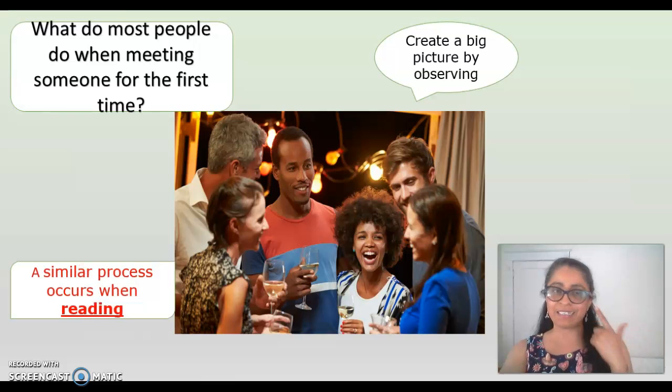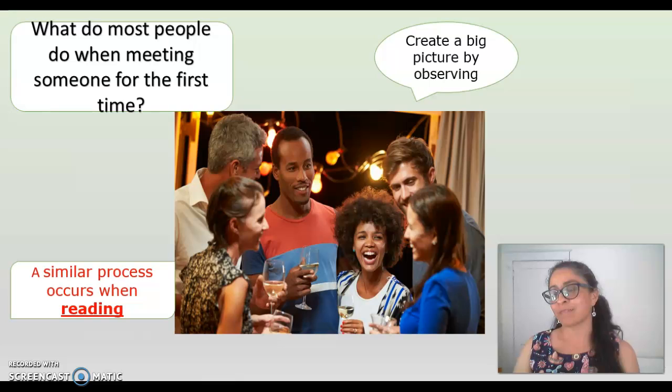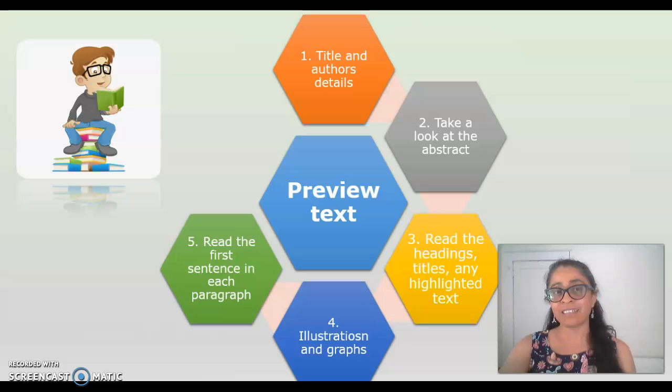Well, let me tell you that a similar process occurs when reading. And sometimes we just get scared of reading. We see a textbook and it's like, ugh, it looks too thick. It's not interesting. I hate reading. Well, I think it's the way that we have approached the reading idea. We need to get a picture to create like a profile of the text that we will be reading. So that's what we do in previewing.